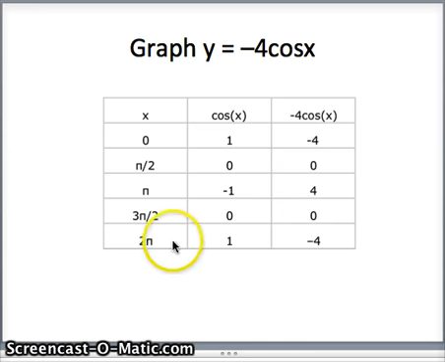0 times 0 is 0. Cos of 2 pi is 1. Multiply that by negative 4, and we get negative 4. This will be an upside down cosine graph, but we can see starting point, ending point, midpoint, quarter point. We see what those amplitudes have to be, so let's graph that.